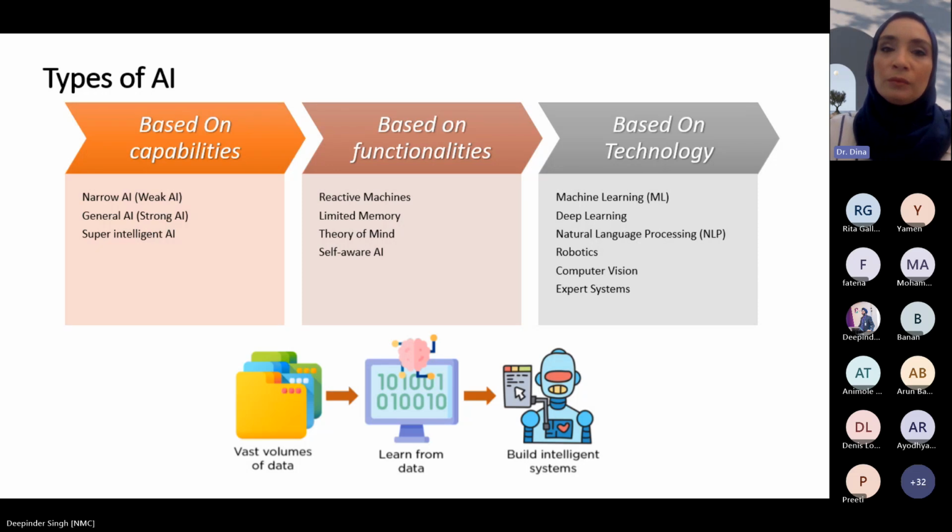So let's move to the next one, which is based on functionality, what AI is able to do. You have reactive AI, and again, it's reactive. It gives you a kind of response. So if any one of you has Alexa, and you ask Alexa to play a song or something like that, it reacts to you.